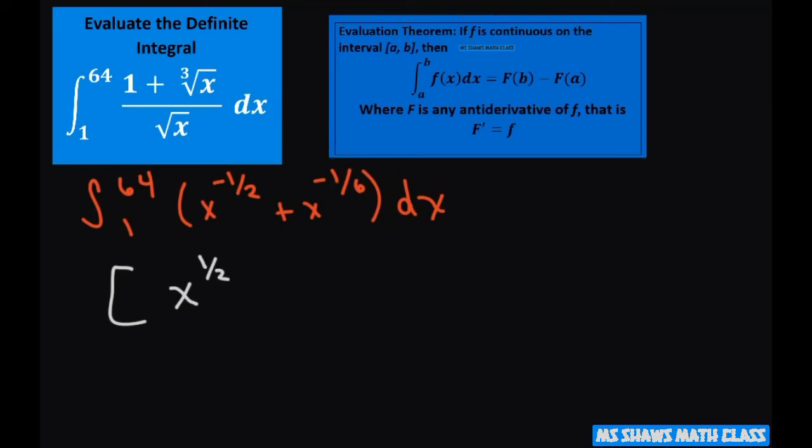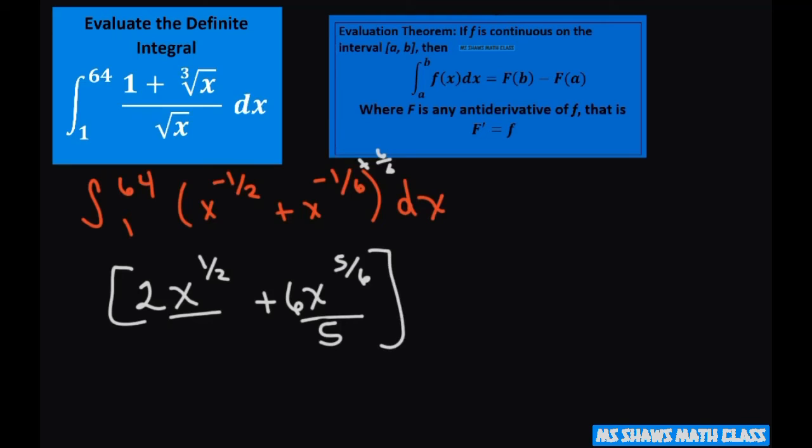x to the 1/2, divided by 1/2 is the same as multiplying it by 2, so I'm just going to put a 2 here. All right, plus, when you add 1 here, you're adding 6/6, so that's going to be x to the 5/6. When you divide by 5/6, that's the same as 6/5. So basically what you're doing is you put the 6 here and the 5 there. All right, and then we're going from 1 to 64. We're going to use our evaluation theorem, and our A is going to be 1, and our B is 64.